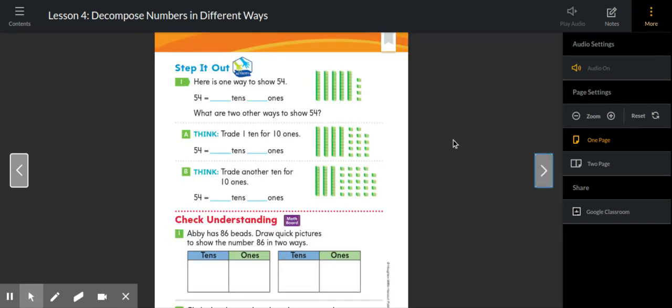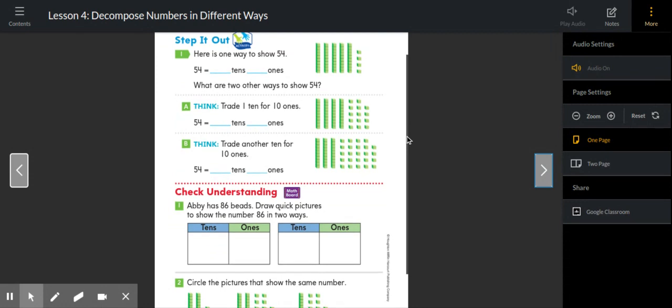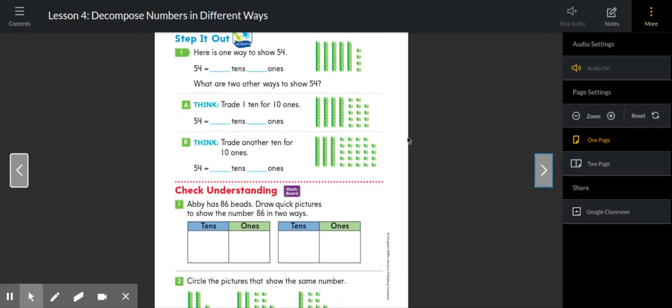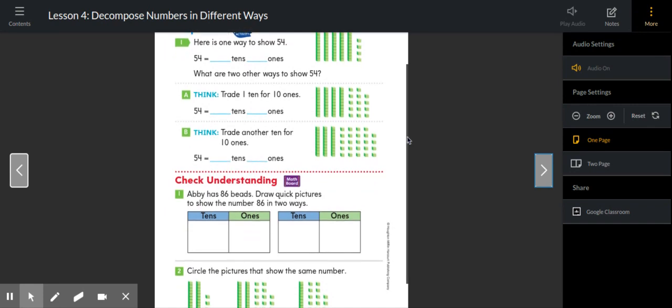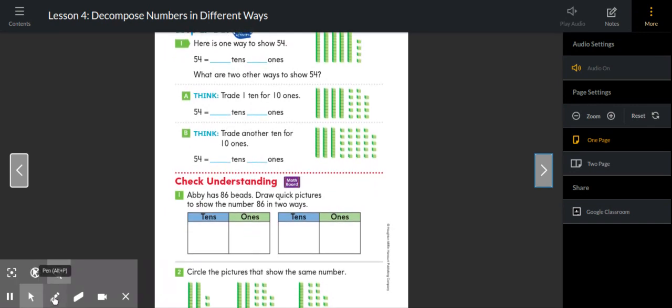Let's do one more page together for today. Step it out. So this is the page. Step it out is always the page that really breaks it down carefully. Here is one way to show 54, and this is the way we usually think of. We've got 10, 20, 30, 40, 50, stop, 51, 52, 53, 54. So we have 5 10s and 4 ones, and that's normally the way we think of making 54.